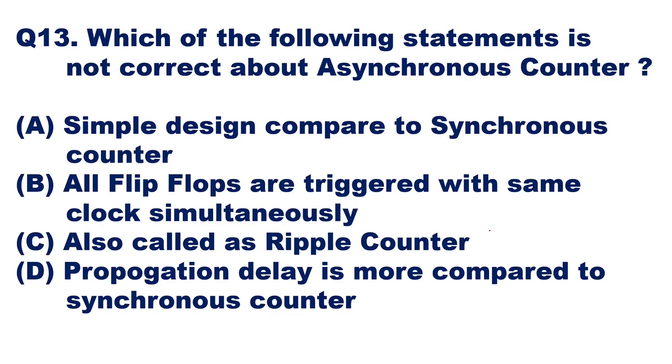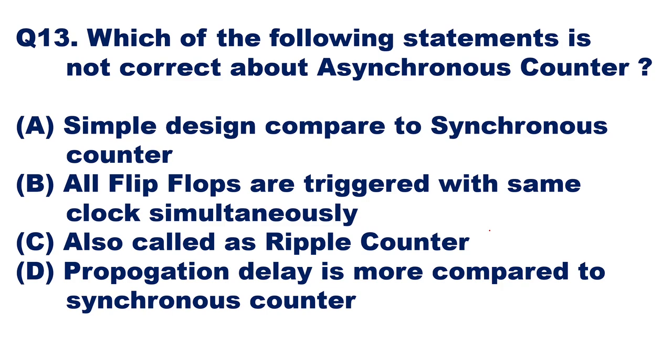Which of the following statements is not correct about asynchronous counter? Now in asynchronous counter, there is no synchronous timing. That means a clock is not given simultaneously to each flip-flop. So that will be the asynchronous one. Whereas in synchronous counter, we give the same clock simultaneously to all the flip-flops.